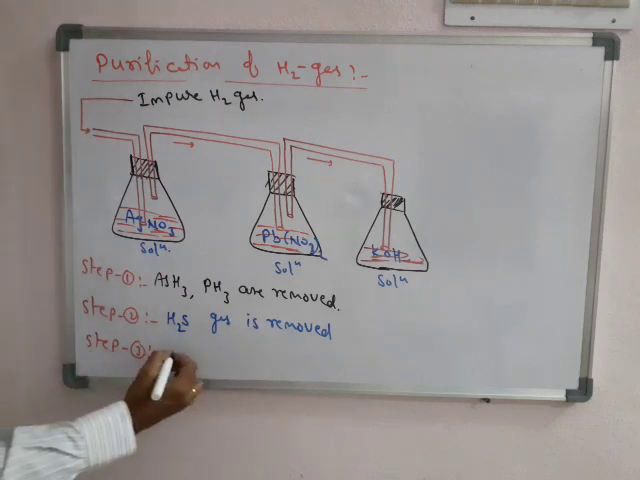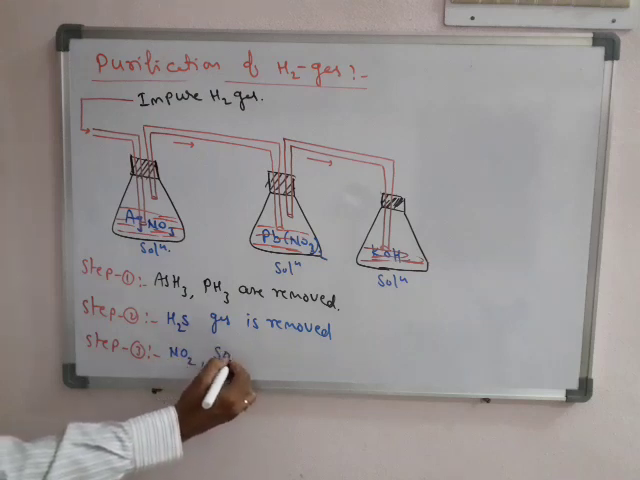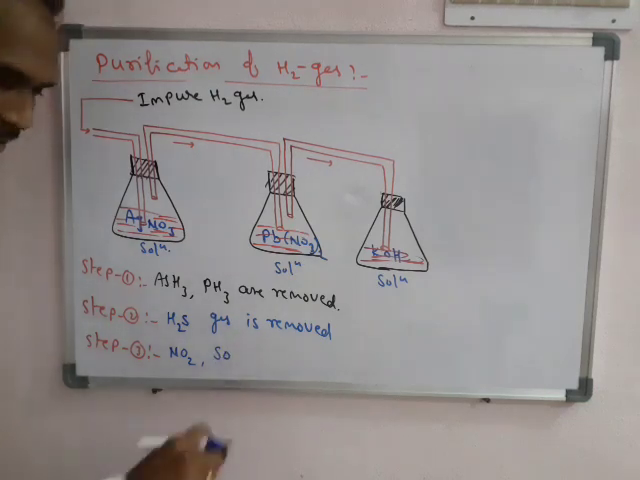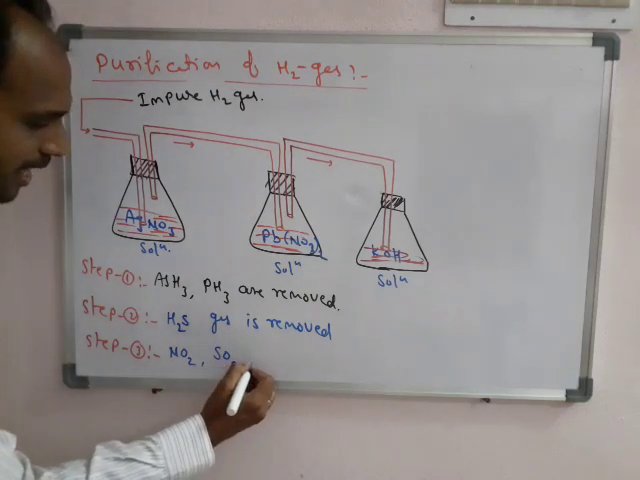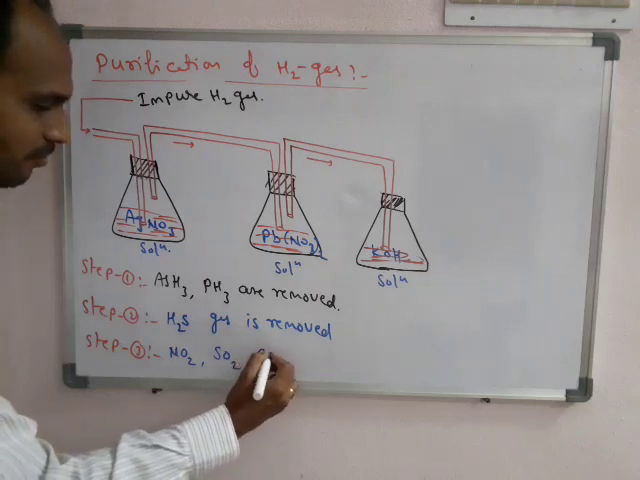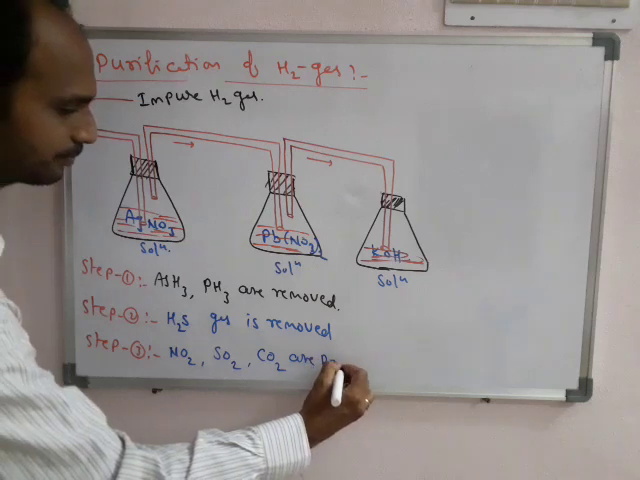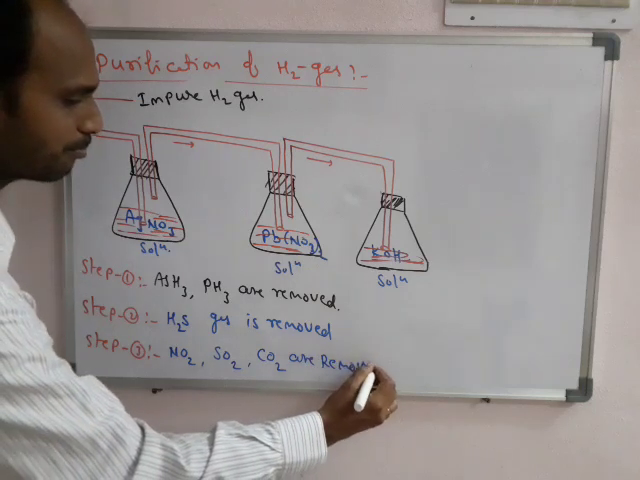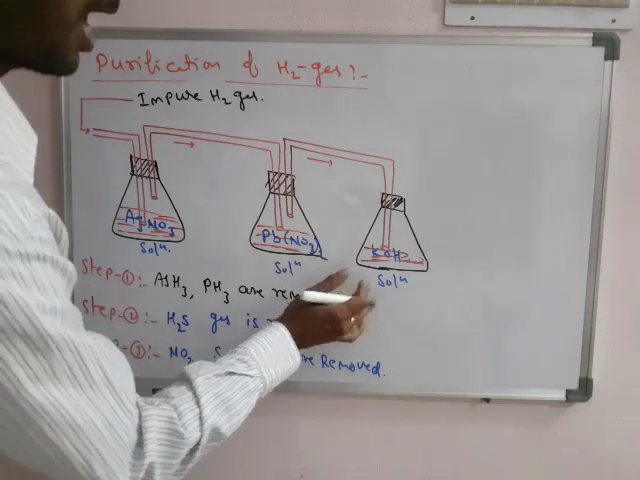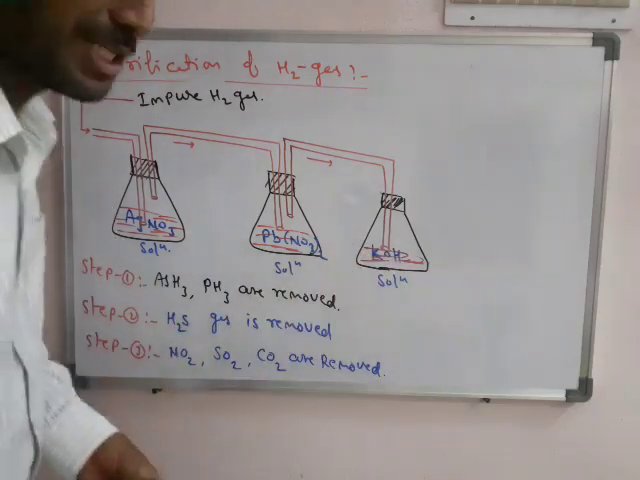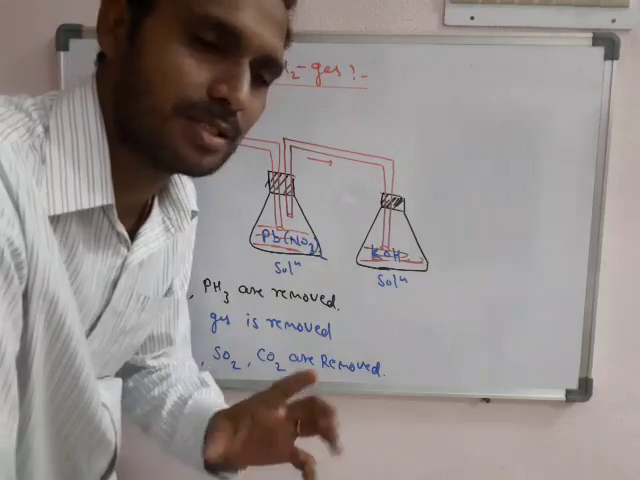Okay, so which oxides? We know nitrogen dioxide, sulfur dioxide, and one more oxide was there. What was that? Carbon dioxide. So nitrogen dioxide, carbon dioxide and sulfur dioxide are removed in this step, absorbed by KOH solution. So maximum impurities are removed except water.